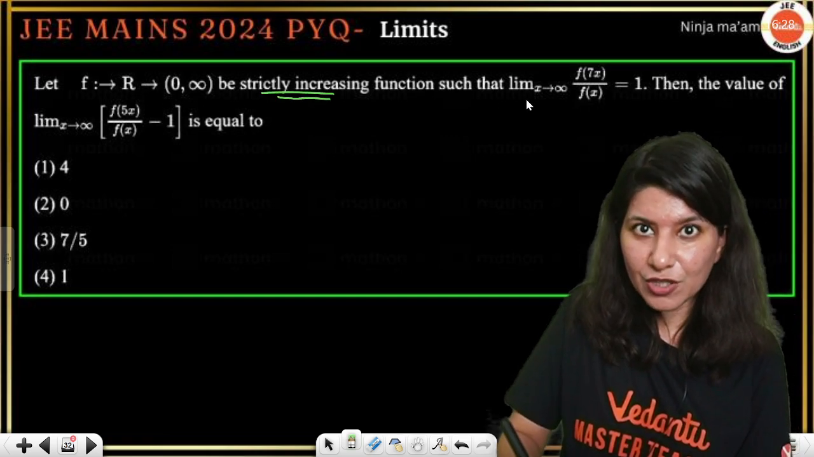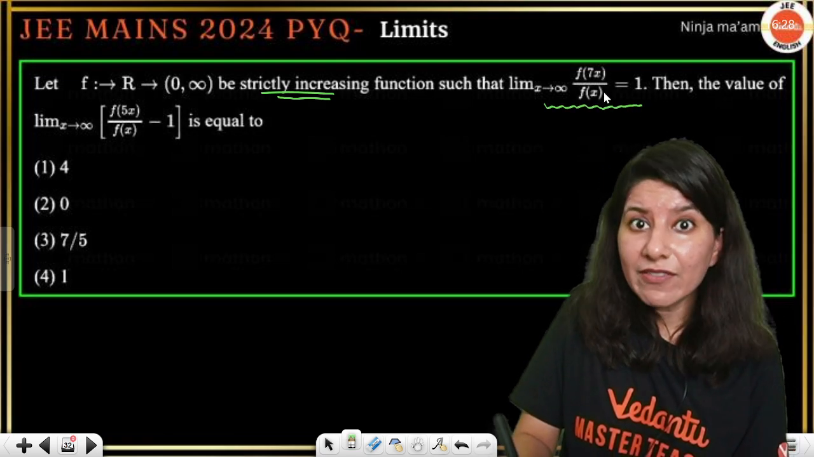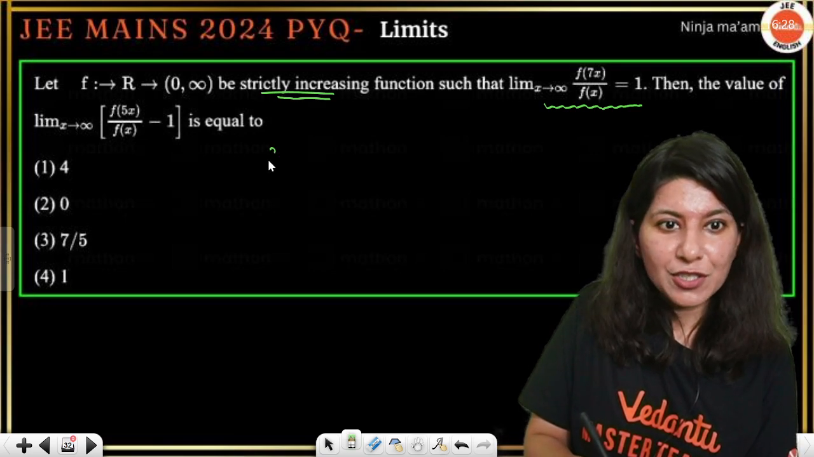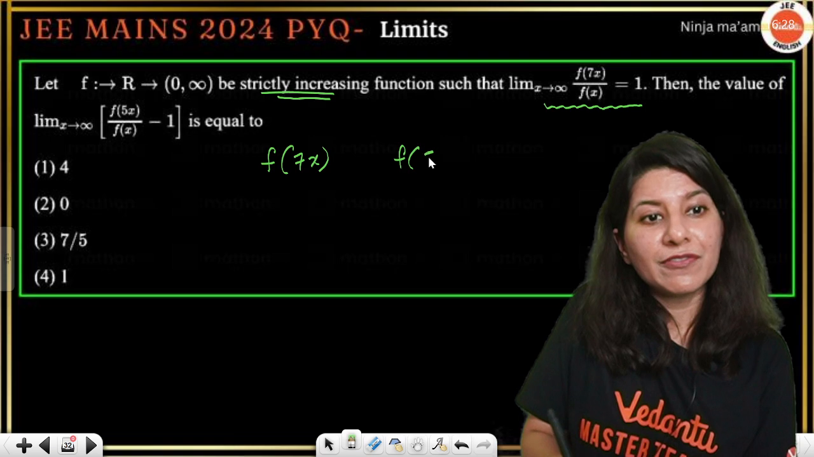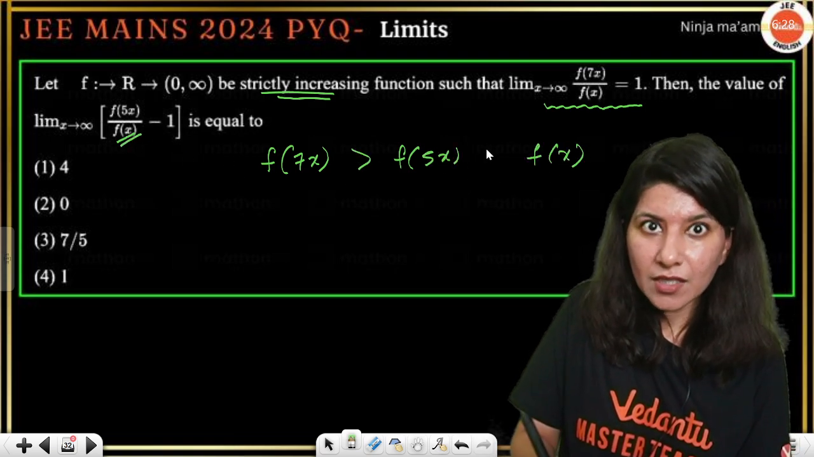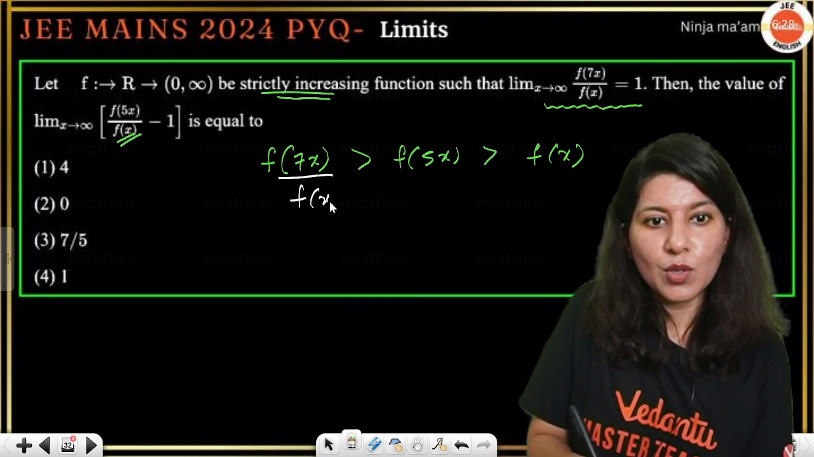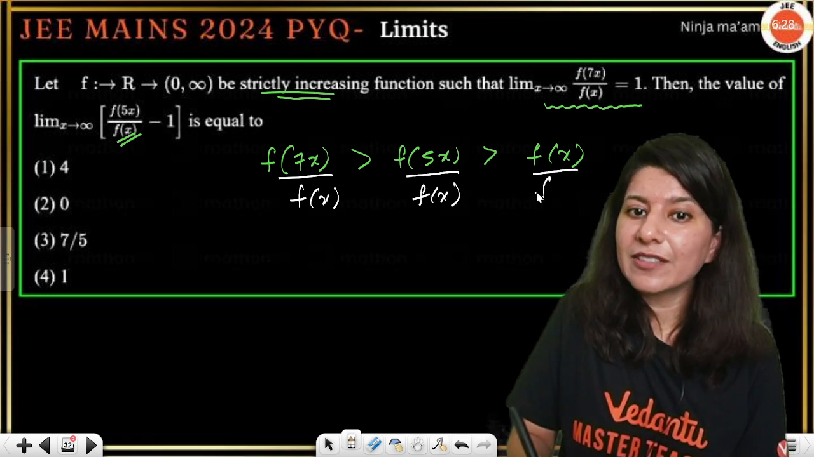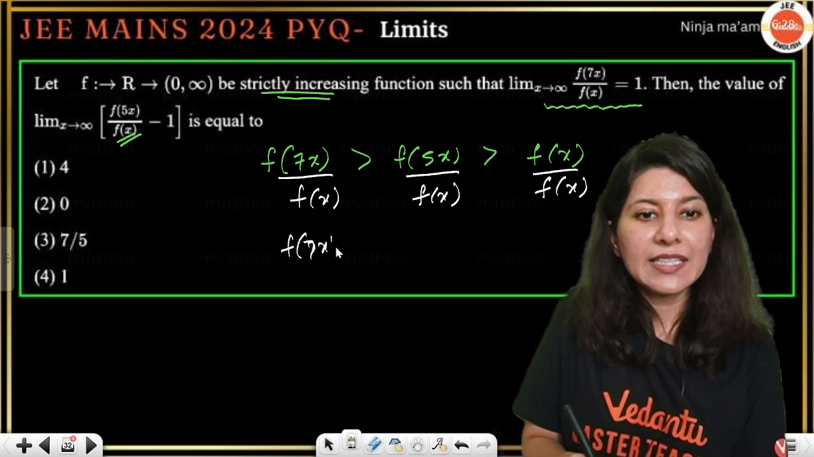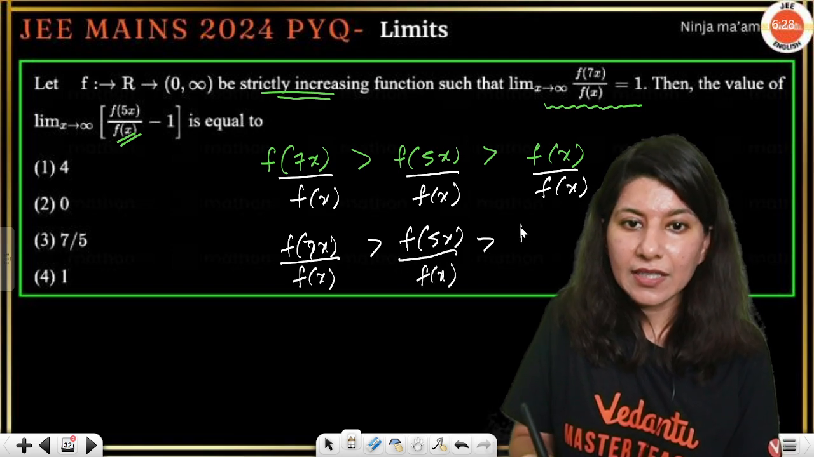Now we have another question, which says that there is a function f, which is a strictly increasing function, such that limit x tends to infinity, f of 7x by f of x is coming out as 1. Now understand that because it is an increasing function, f of 7x will be greater than f of 5x, which will be greater than f of x. Now if I just divide the whole thing by f of x, since it is a positive function, in the inequality I can divide with a positive number. So f of 7x by f of x is greater than f of 5x by f of x, which is greater than 1.